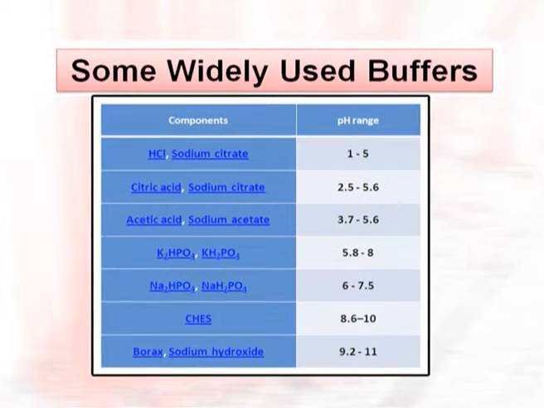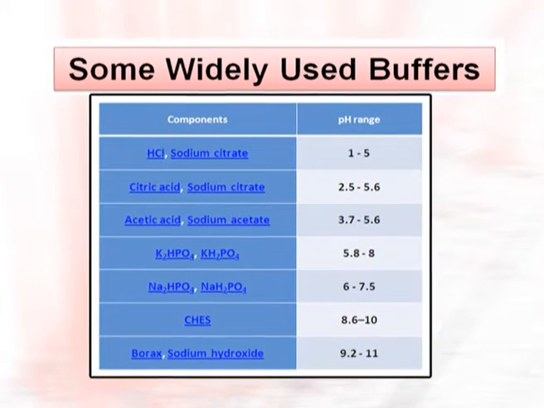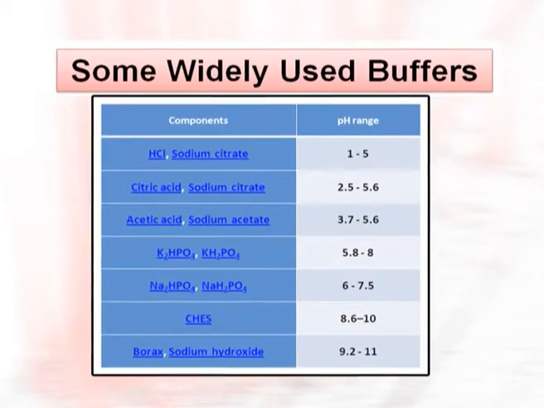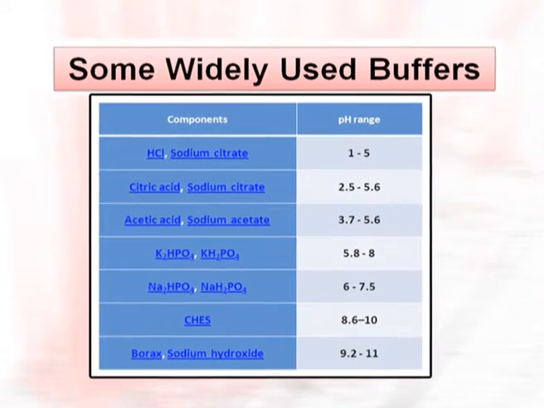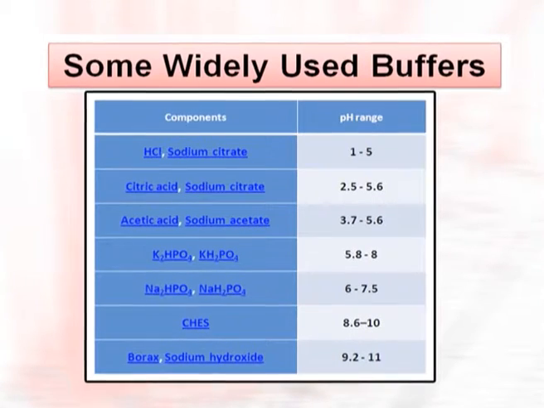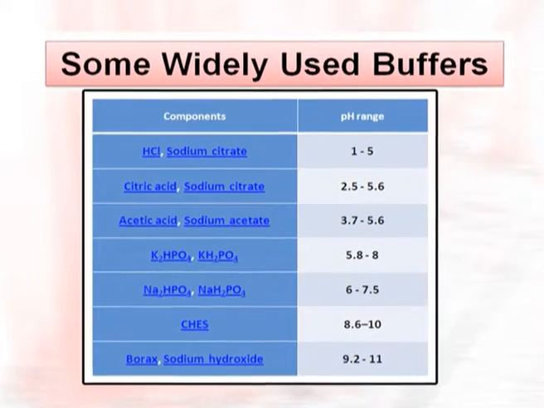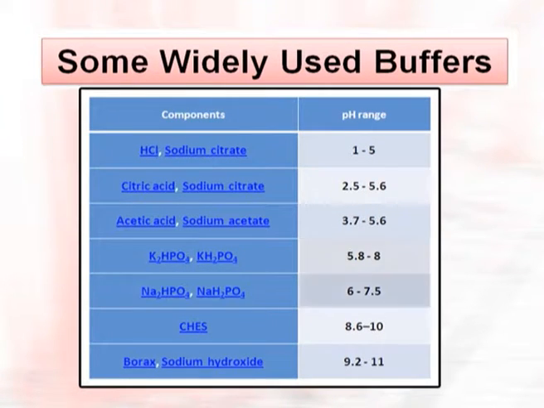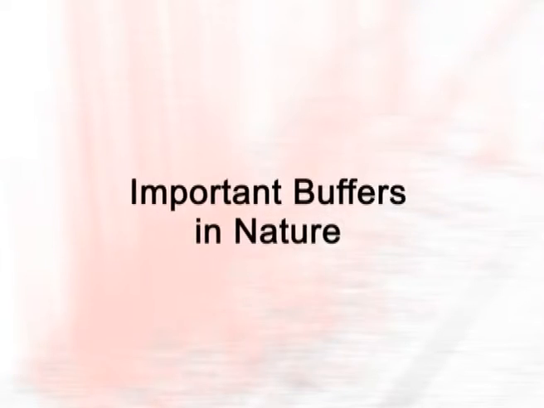This table shows some of the buffers that are widely used in chemistry and biology. Their buffering range spans from pH 1 to pH 12 or even more. However, for biologists like us, we are interested in a region of pH 5 to pH 9. So, potassium phosphate buffer and sodium phosphate buffer are of importance to us.